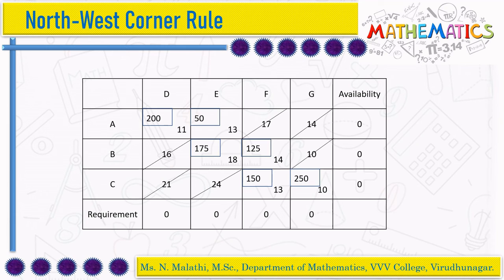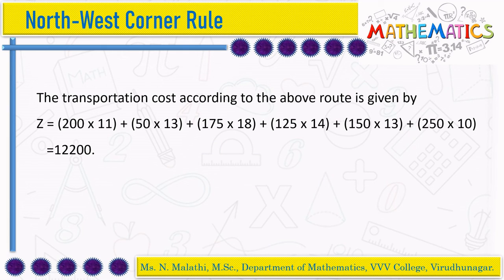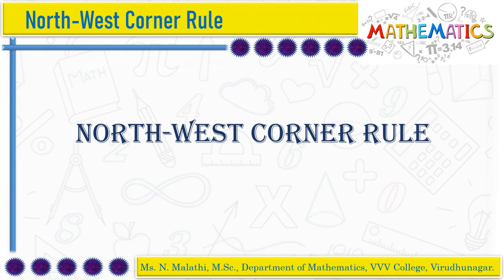The corresponding transportation cost according to the above route can be calculated using the formula summation Xij into Cij, which is 12,200. Among all the methods to find the initial basic feasible solution of a transportation problem, the Northwest Corner Rule is the easiest.